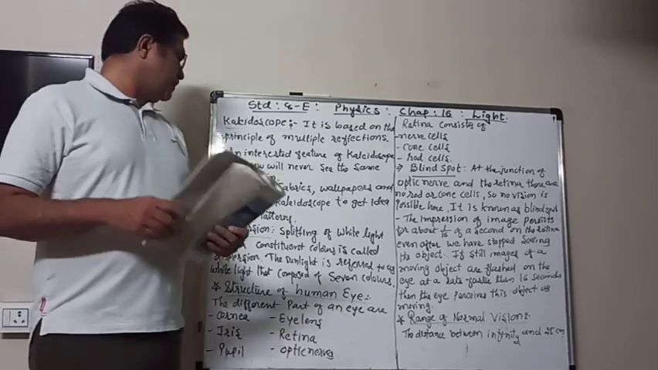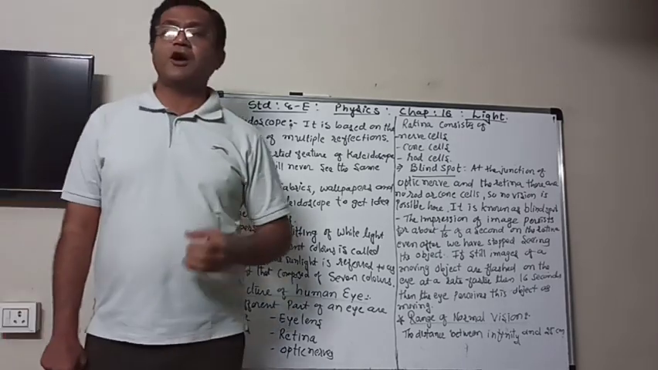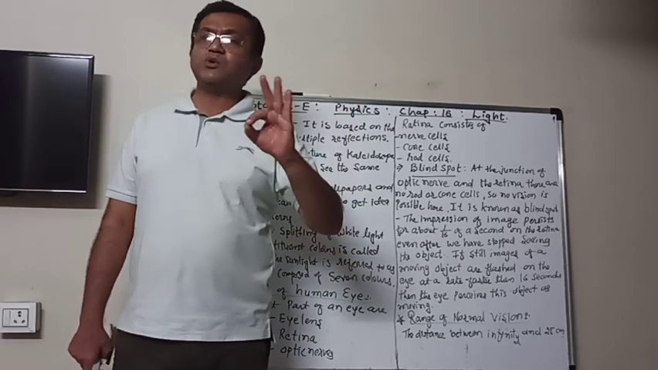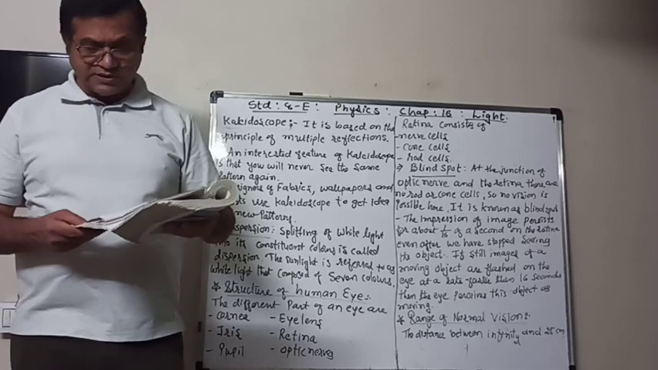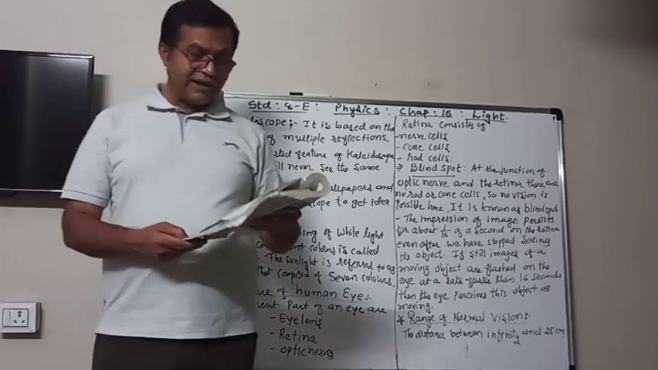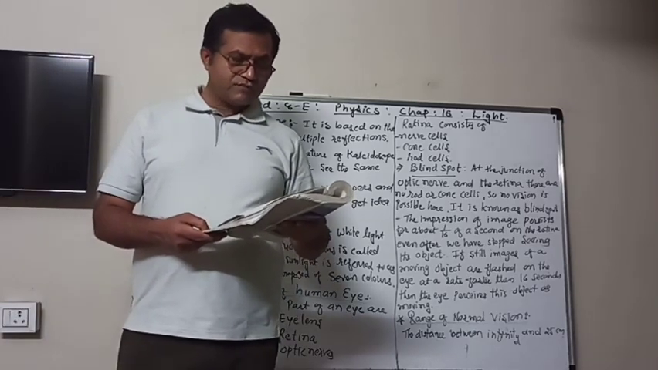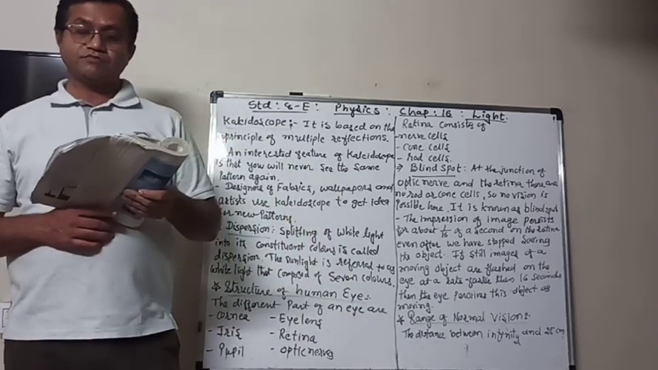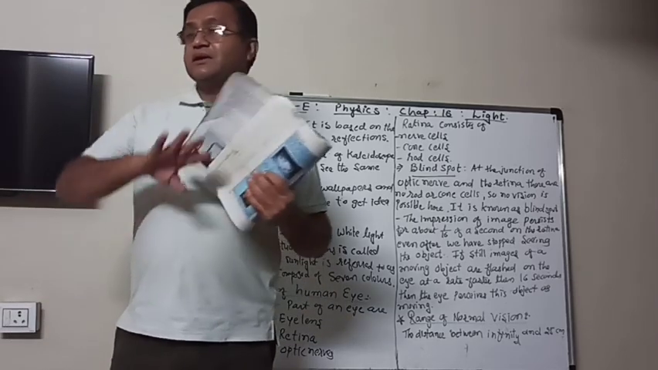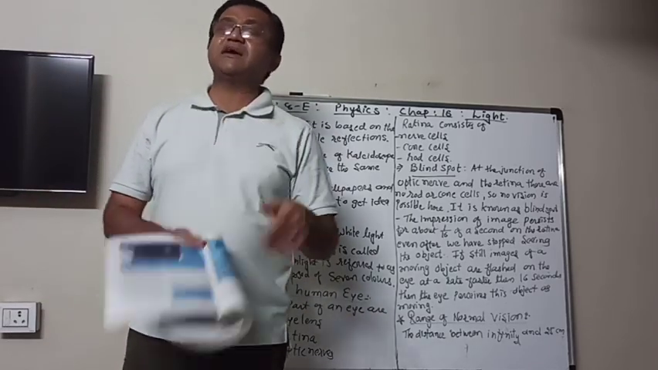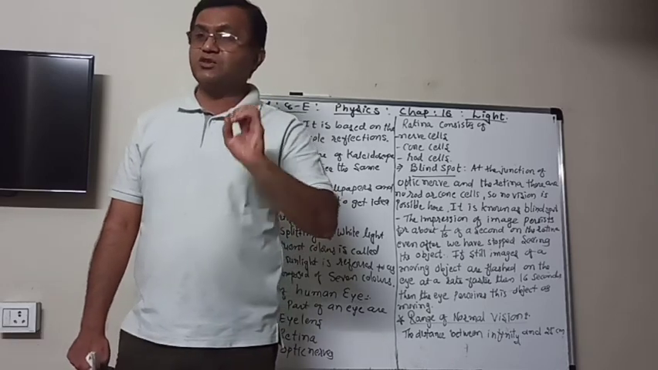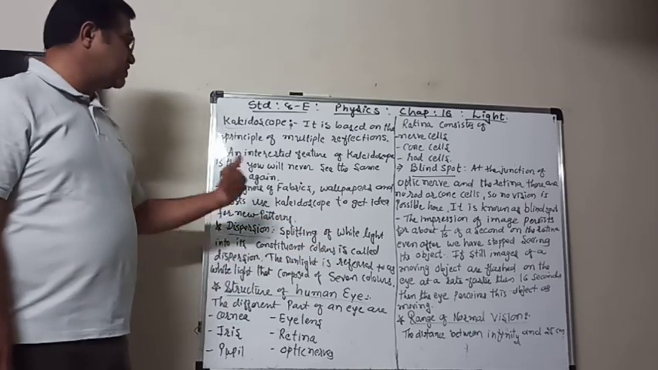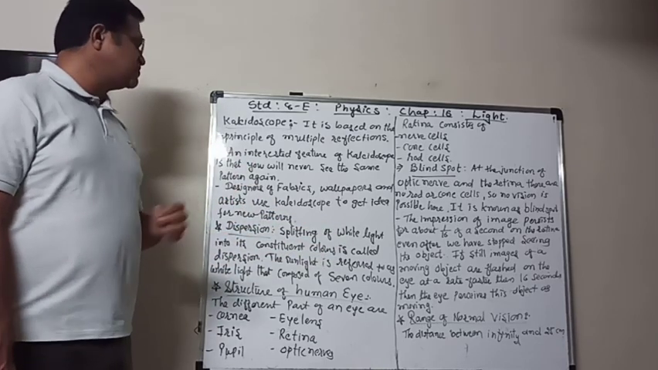Now we are talking about the dispersion of light. You know that sunlight is referred to as white light. But now if you pass that white light through a prism, what happens? It divides into 7 colors, and that process is known as dispersion of light. The splitting of white light into its constituent colors is called dispersion.